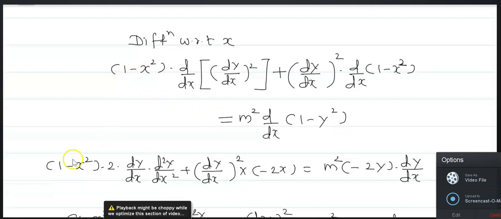Now here is 1 minus x square, the derivative of (dy by dx) bracket square. Its derivative is 2 into dy by dx, again the derivative of dy by dx is d2y by dx square, plus (dy by dx) bracket square into the derivative of 1 minus x square. The derivative of 1 is 0 and of x square is minus 2x. On the other side, m square, the derivative of 1 minus y square: the derivative of 1 is 0 and of y square is minus 2y into the derivative of y, that is dy by dx.